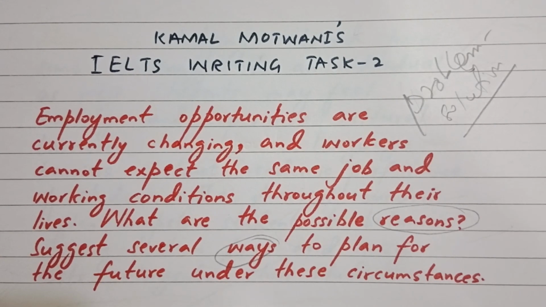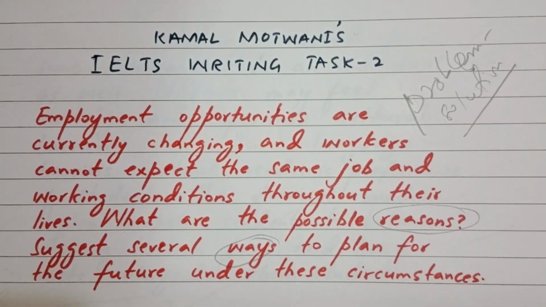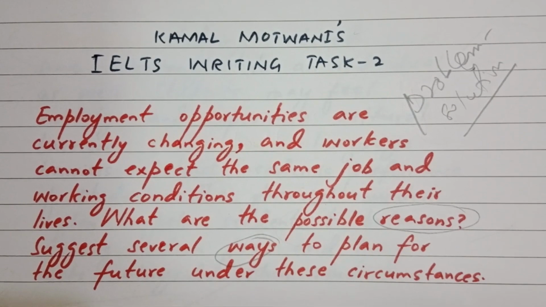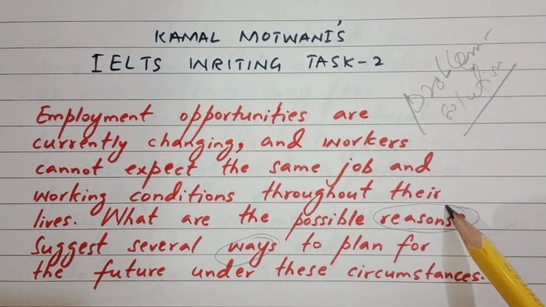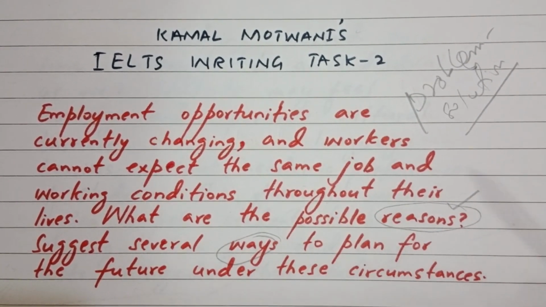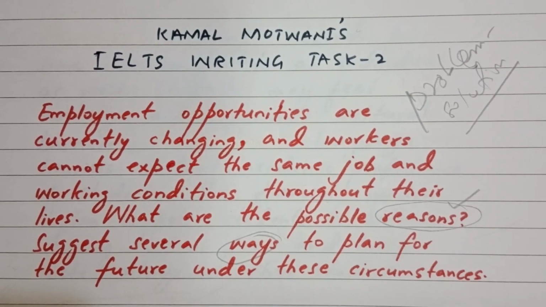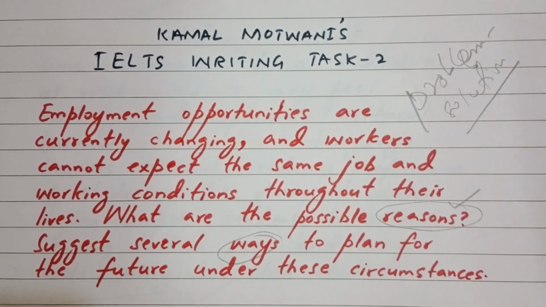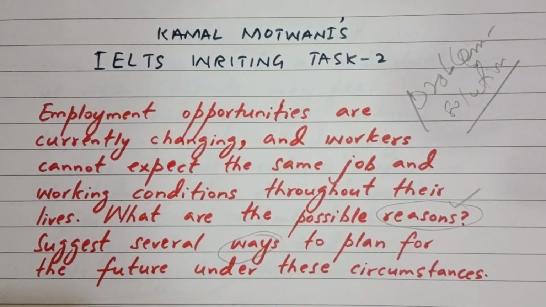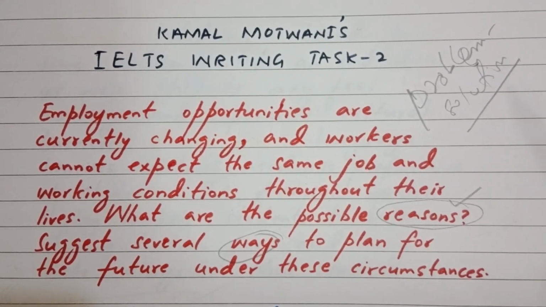Now, see here the examiner has narrated a problem. The problem is that day by day employment opportunities are changing, and so are the working conditions. So what are the possible causes or reasons for this problem, and how to solve this problem or cope with this situation? As I've mentioned earlier in all the videos, each type of IELTS writing task 2 is solved in a different way. So let's first discuss the format of this IELTS writing task.